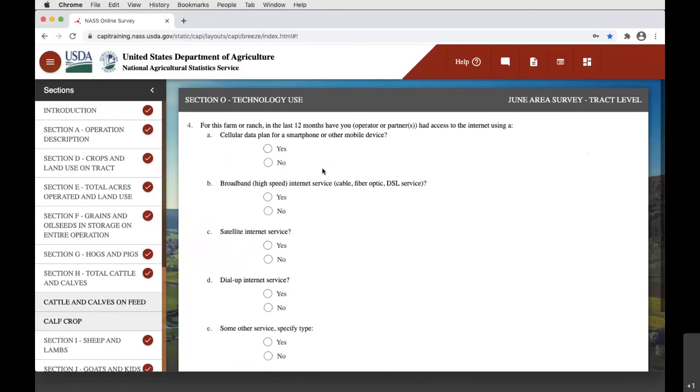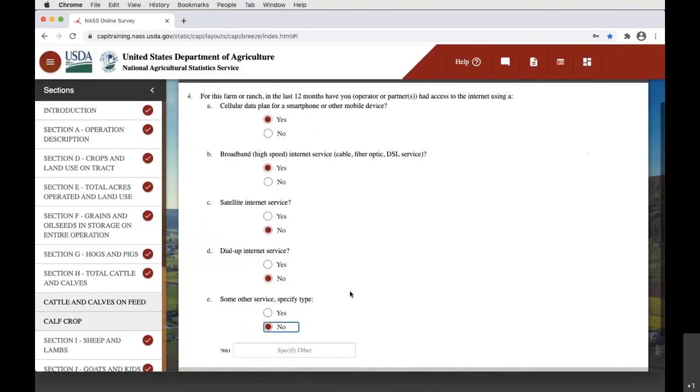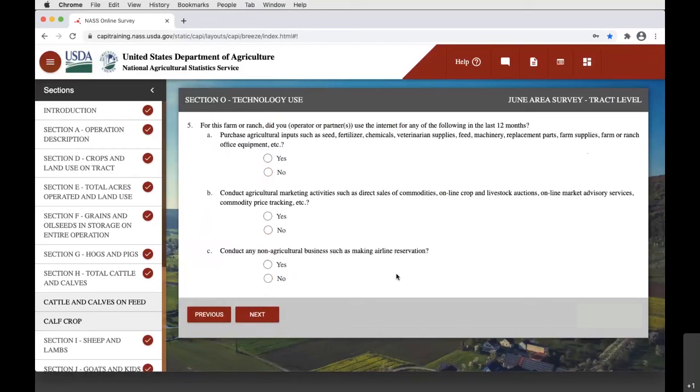What kind of internet plan do they have? Well, we'll say that they have the cellular data plan and they have high-speed internet at the farm itself, but they don't have satellite, they don't have dial-up, they don't have an other option. Here they want to know how operators are using the internet for the farm business. Let's say a particular person is going to use the internet to buy feed. So we'll click there. Conduct marketing activities, direct sales of commodities, and so on. We'll say no. Conduct non-agricultural business such as making airline reservations. We can say yes.